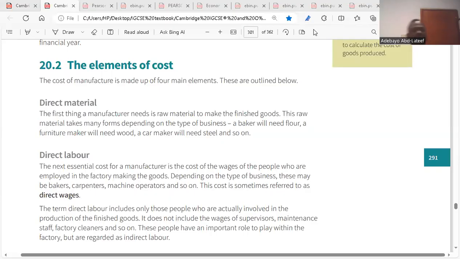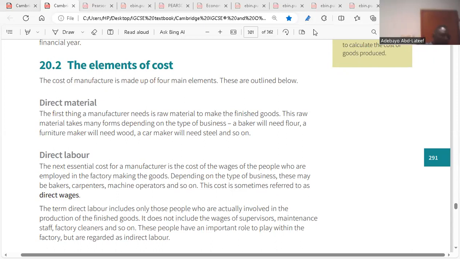Like I said earlier, the manufacturing account is an account that is prepared to get the details about our cost of goods produced. So we have elements of the cost of goods produced. One of the elements is the direct materials. We're talking about those raw materials that are needed for the production or manufacturing of those finished goods. They made the example of a baker. A baker in the bakery will need the flour. A furniture maker will need wood. A car maker will need steel and so on. That's for direct material. Then we have direct labor.